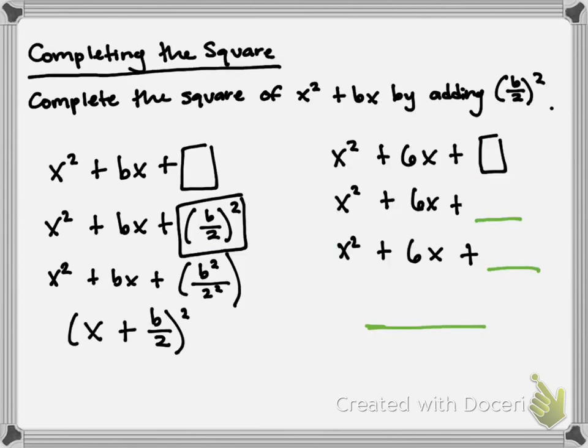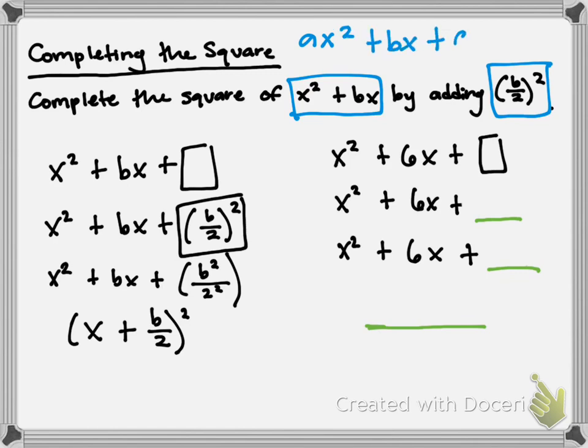All right, so this lesson is all about completing the square. So to complete the square of x squared plus bx, we are going to add b divided by 2 squared. So if you'll remember, standard form for quadratics is ax squared plus bx plus c. So when I say b over 2 squared, I'm looking at whatever coefficient is in front of the x. All right, so if we look over here, we have x squared plus bx, and then we're trying to fill in that blank there to complete the square.